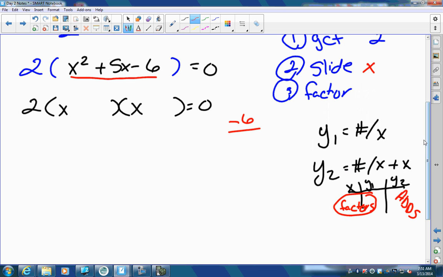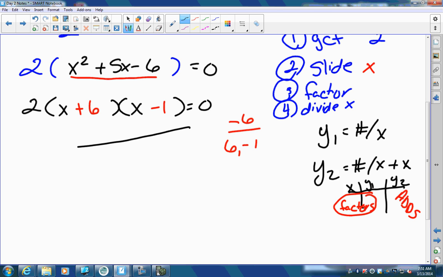Now, we found our factors to be 6 and negative 1. So I'm going to put plus 6 and minus 1. Did I slide anything? Nope, so I don't have to divide. I don't have to do that last step. So here is my factored form.